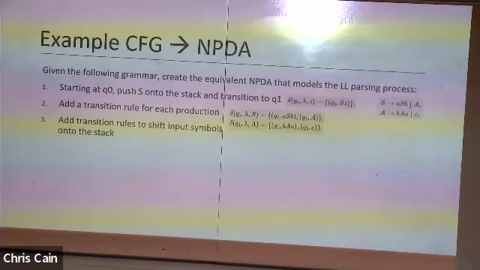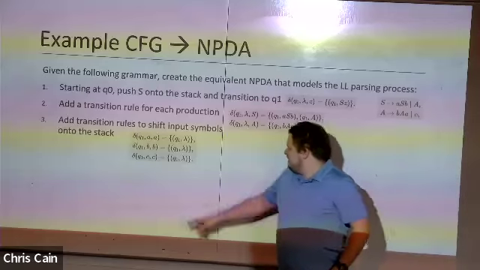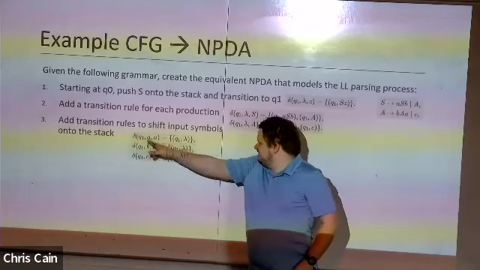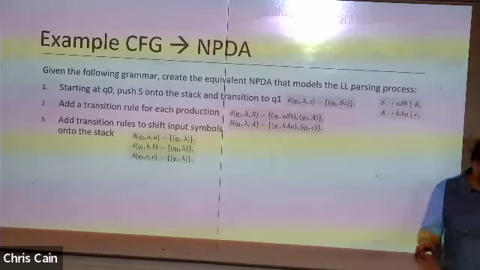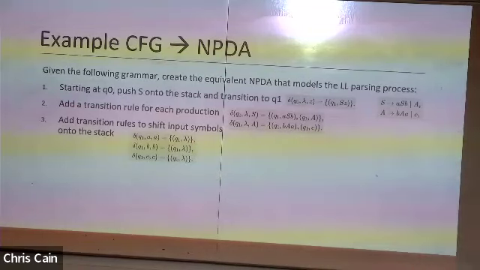We then need transition rules to what we're going to call shift the input symbol on the stack. So whenever we read an A, we can make a lambda transition basically, or sorry, we pop the A off the stack and move on to the next character in the input string. So if we see an A, then we're going to pop it and move on. Read the A in the string.